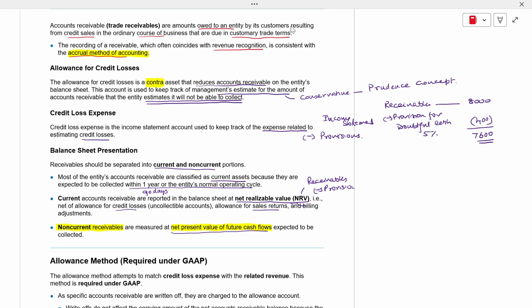What are the non-current receivables? You have given loans to the customer. Then it will be a non-current receivable. You have to calculate it based on the net present value of future cash flows. I am putting one star here. Just keep it in mind when you are revising it. It is a new thing.